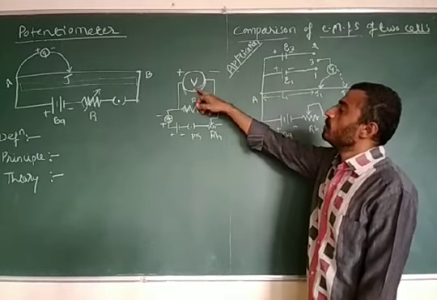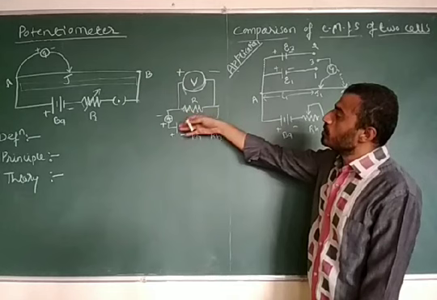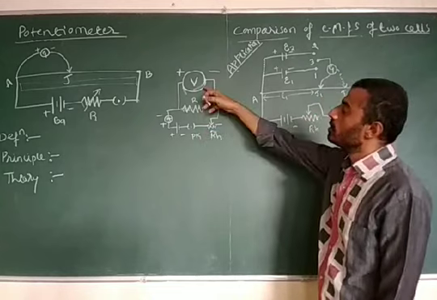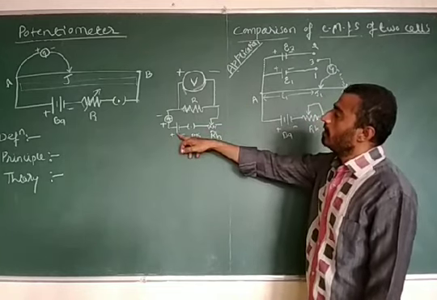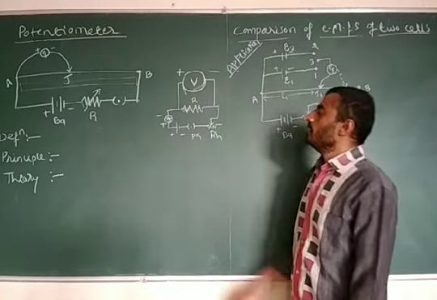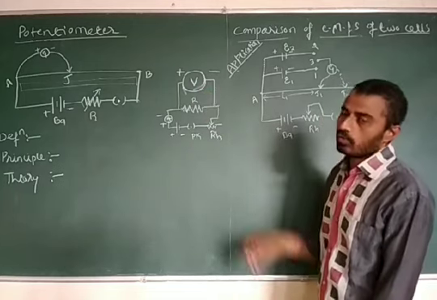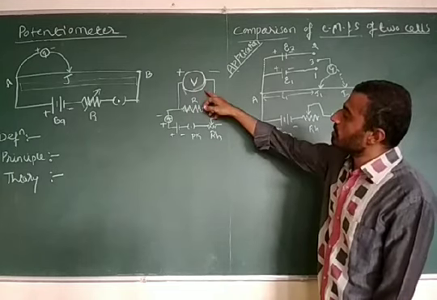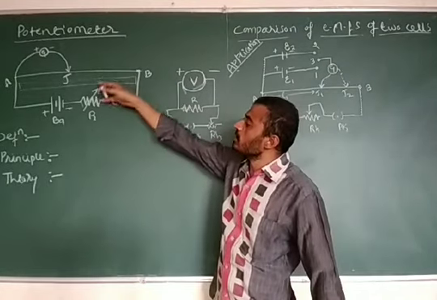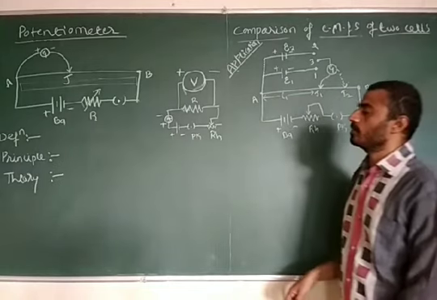If this is the instrument used to measure the EMF of the cell, and that instrument itself consumes some current from the source, then it does not give us a correct or accurate value. That is the drawback of the voltmeter, because the voltmeter is constructed using a different principle, and the potentiometer is constructed using a different principle, and we will discuss those principles later.